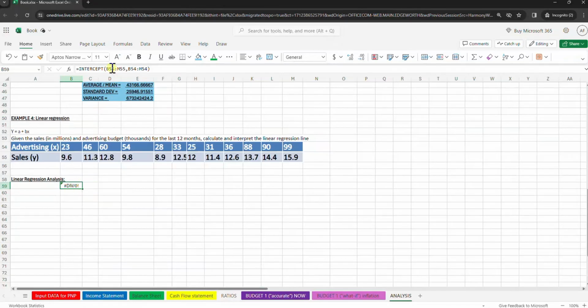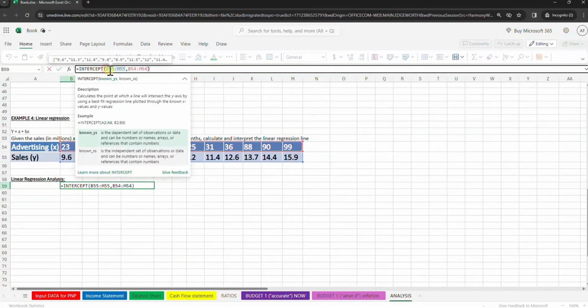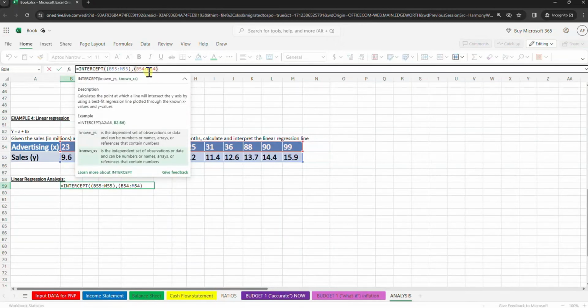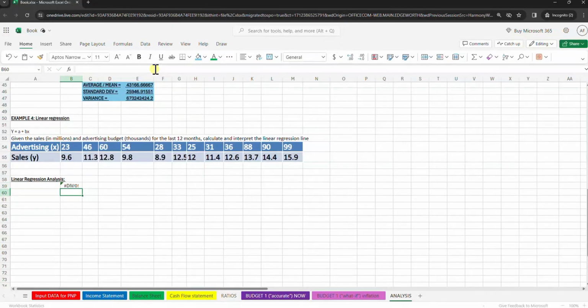Dividing by 0, there's a problem here. Let's put this in brackets. I think it might be the formatting. Let's just check that quickly. It's still saying divide by 0. There's no 0 here. I didn't see a 0. Let me just check. These are numerical values. Okay, let's make these all numbers. That might be an issue.